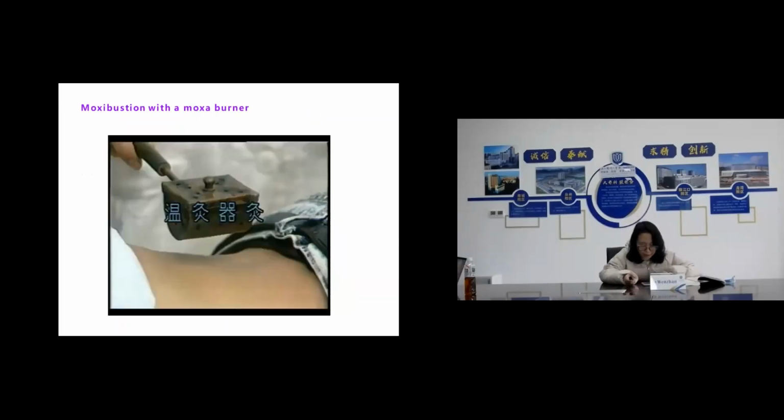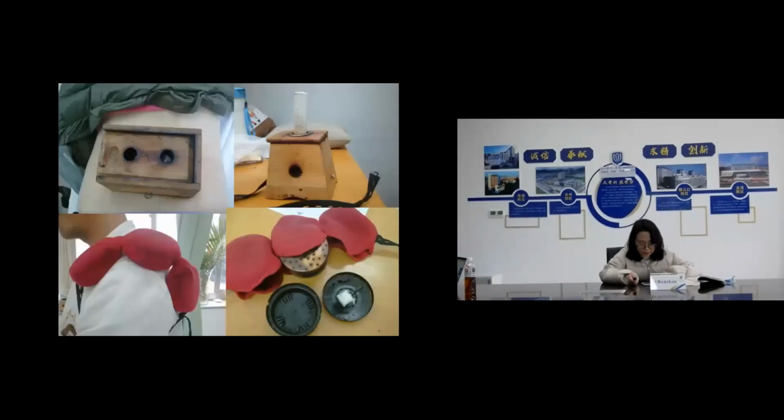We also use some moxa burners. Here is a moxa burner. We put the moxa leaves into the burner, then ignite it near the skin. There are other tools, for example, the moxa box. Put the moxa stick in the box, then burn and fix it on the body.